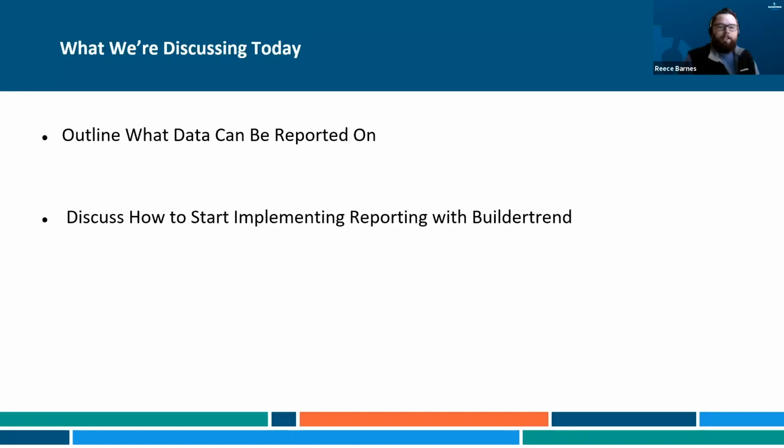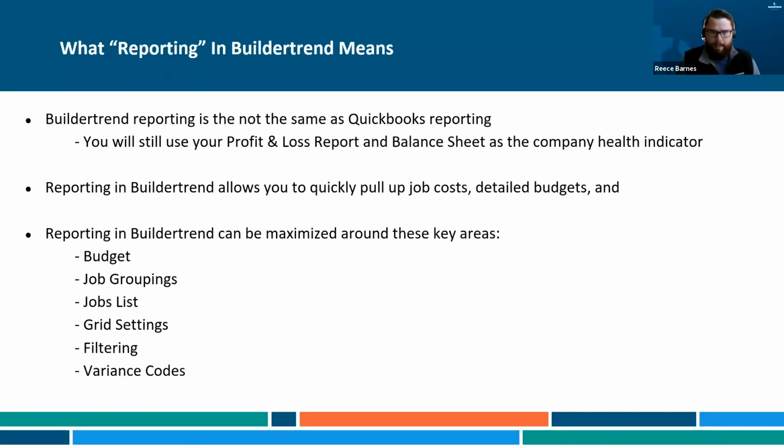We are talking about how to outline what data can be reported on in Buildertrend. This final episode is going to be on reporting. We're going to talk about the data that you actually can report on in Buildertrend, as well as how to start implementing reporting within Buildertrend. On a lot of my sales calls especially, people are very curious about reporting on the data they're putting in Buildertrend. So, Zach, where do you want to start directing the listeners?